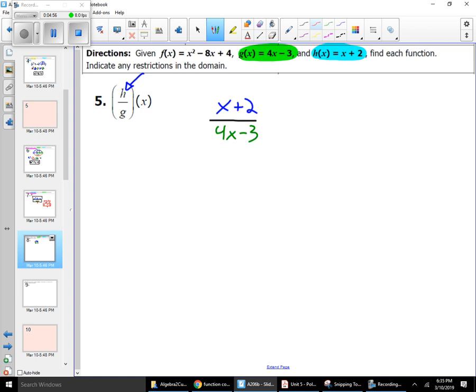Once again, we have two functions here. There's no factoring that's going to help us out. Both of these are linear. There's no GCF that they share. So that is done.